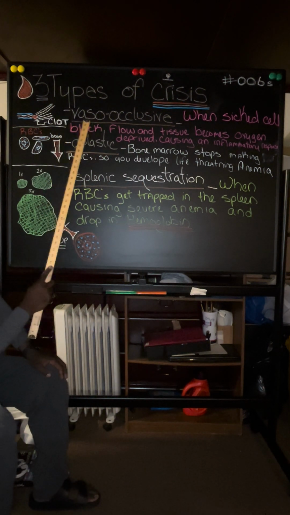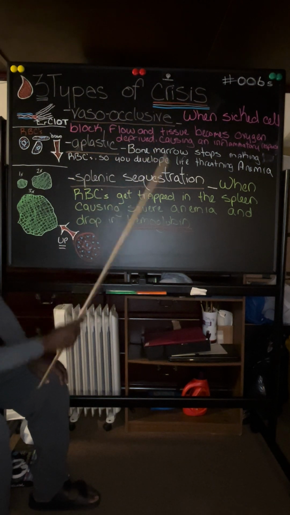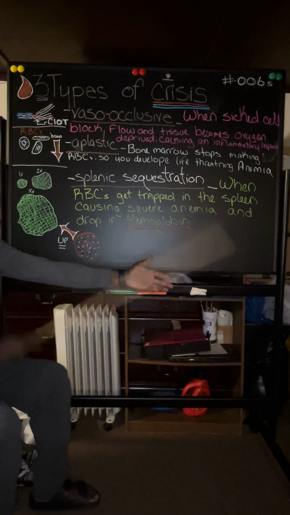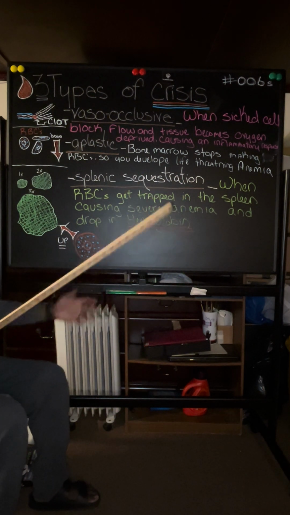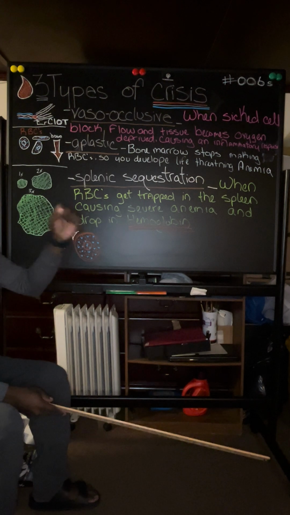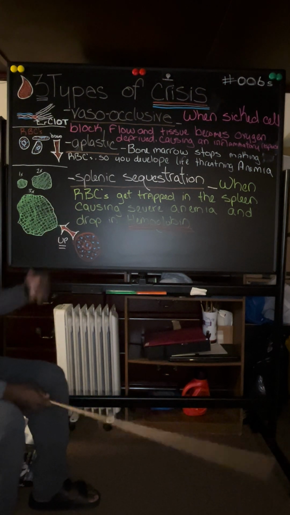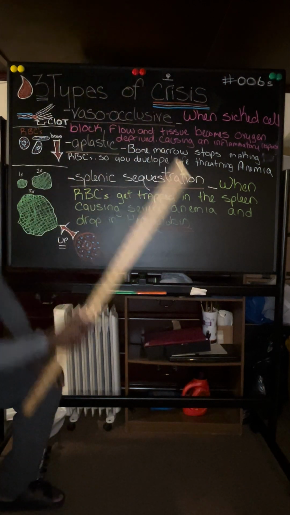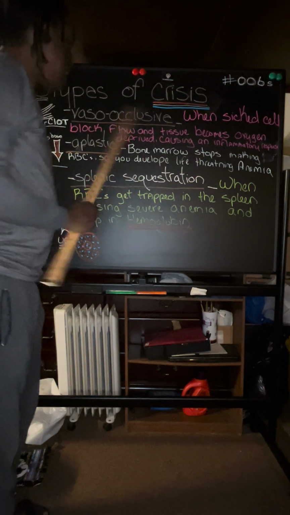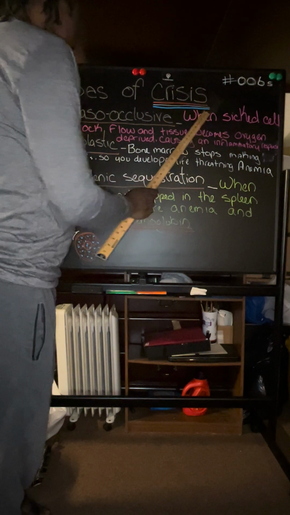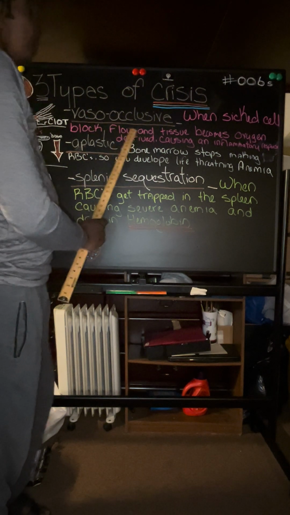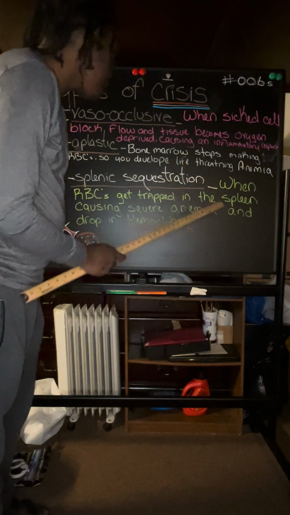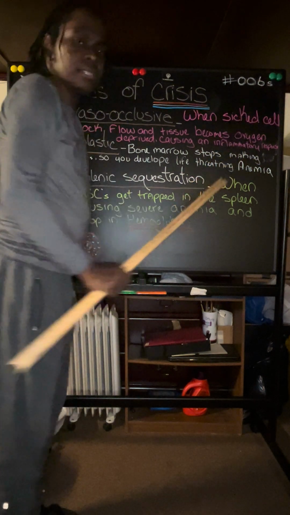The first one, we have vaso-occlusive crisis. Vaso meaning vascular, the vasculature in your arms, legs, whole body. Occlusive meaning a clot, blood clotting together. So there's a clot in this area, in the vaso area. Now, the textbook definition would be when sickle cells block flow and tissue, and the tissue becomes oxygen deprived, causing an inflammatory response.